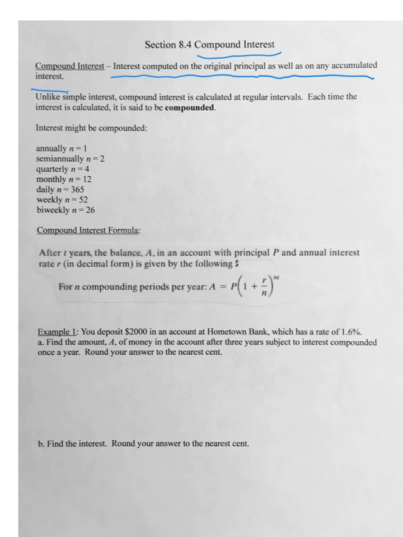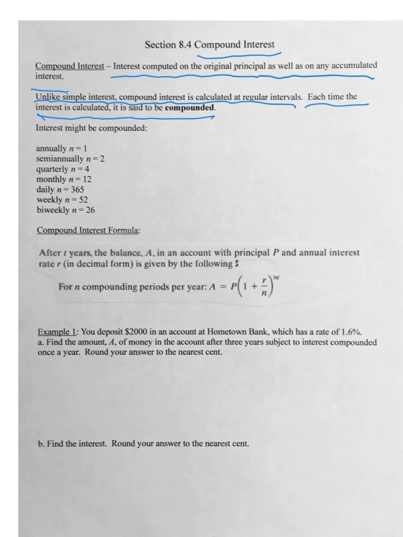And again, with debt, it's not so much fun, especially with high priced items like a car or a mortgage on a home. But where it really is in our favor and where we see a greater return of money is with an investment situation, such as I mentioned earlier, retirement plans and other types of annuities. So unlike simple interest, compound interest is calculated at regular intervals. In other words, your interest amount is recalculated. That is what the word compounded means. Each time that interest is calculated, it is said to be compounded.